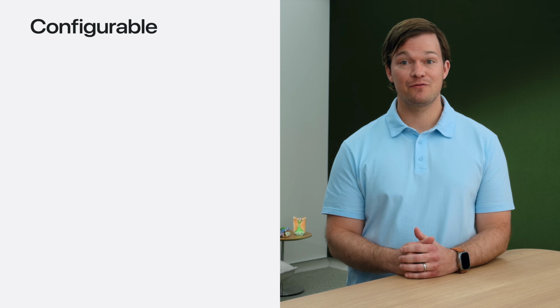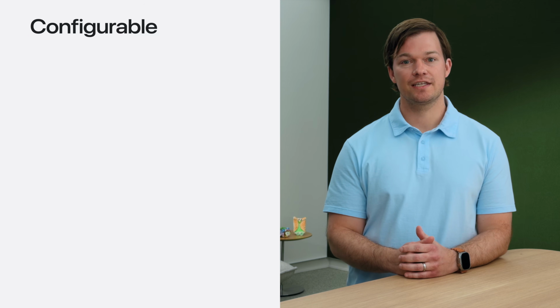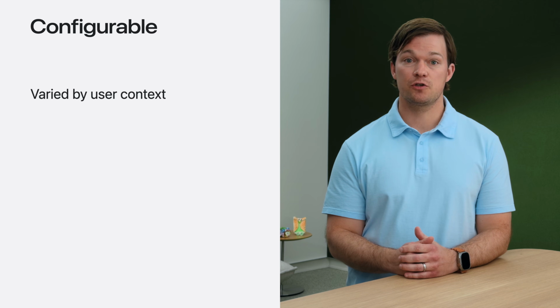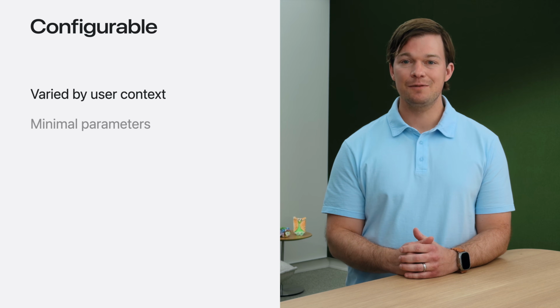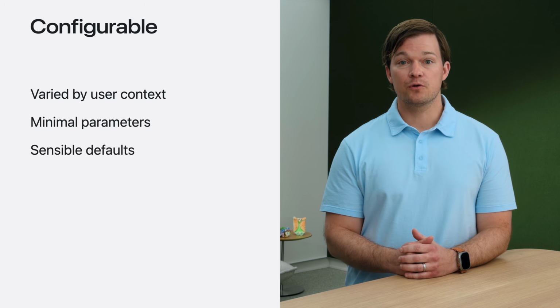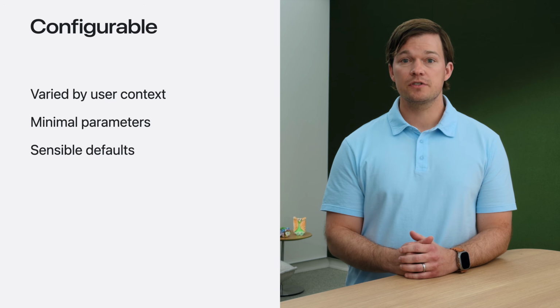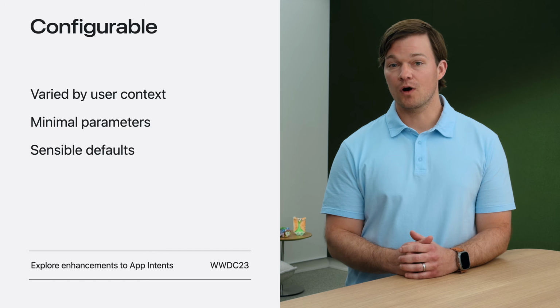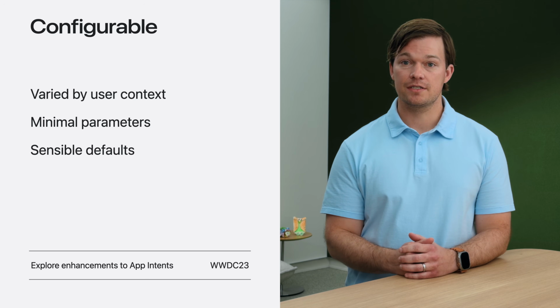When you're thinking about configurable widgets, there are a few things to keep in mind. Consider whether your widget's content should change depending on who's using it. Keep configuration fast. 1 or 2 parameters is usually all you need. And don't require configuration upfront. Provide sensible defaults that people can tweak later if they want to. To learn more about making your widget configurable with app intents, check out Explore Enhancements to App Intents from WWDC26.